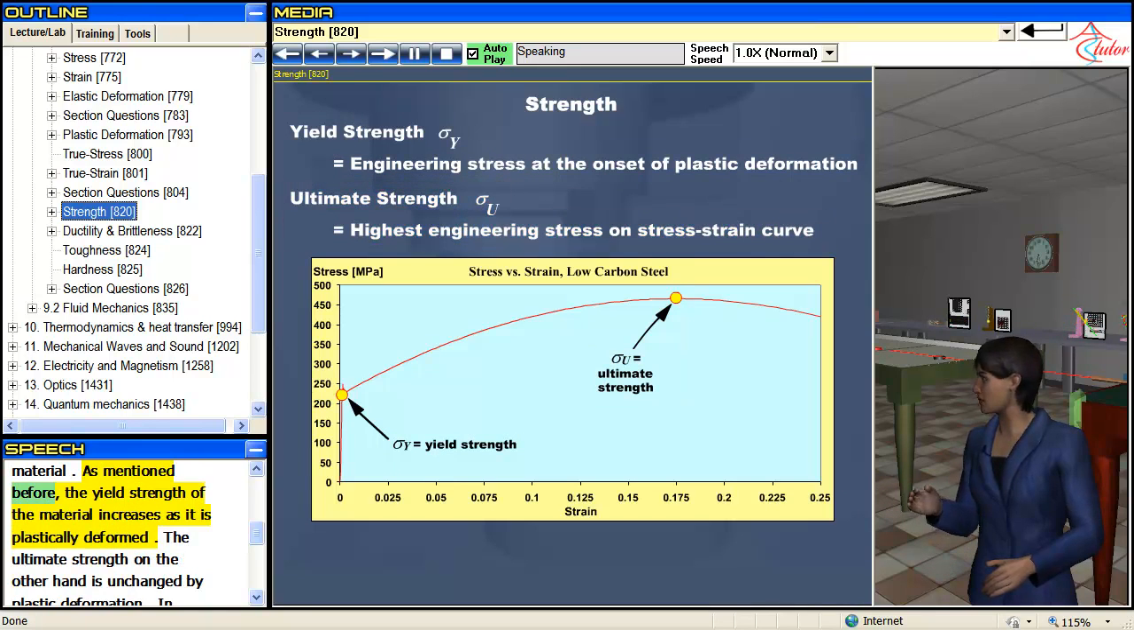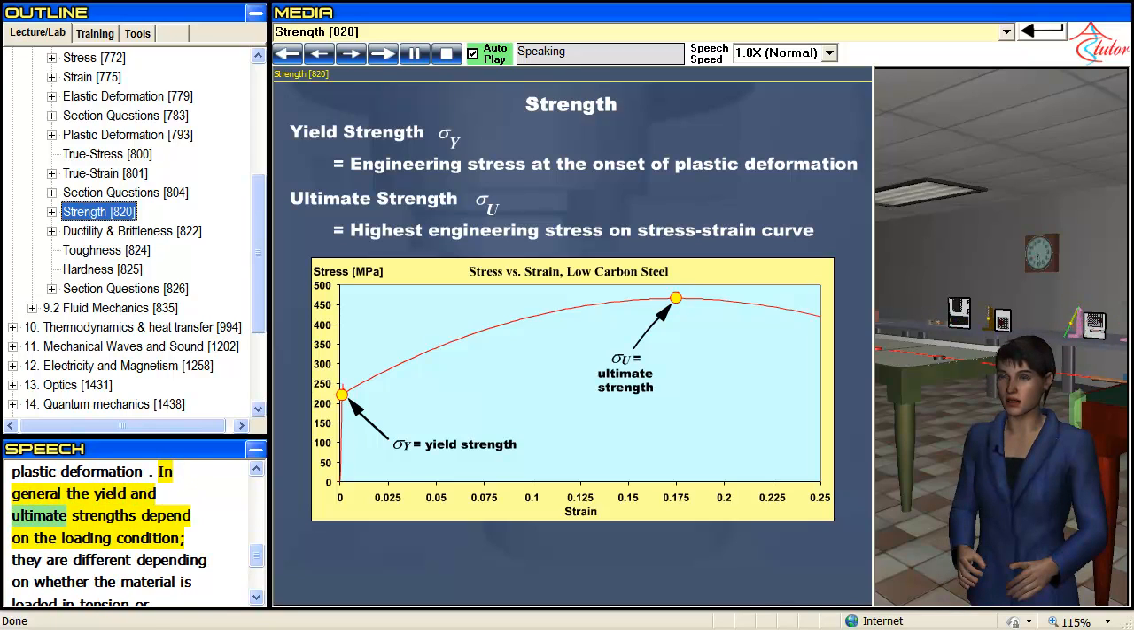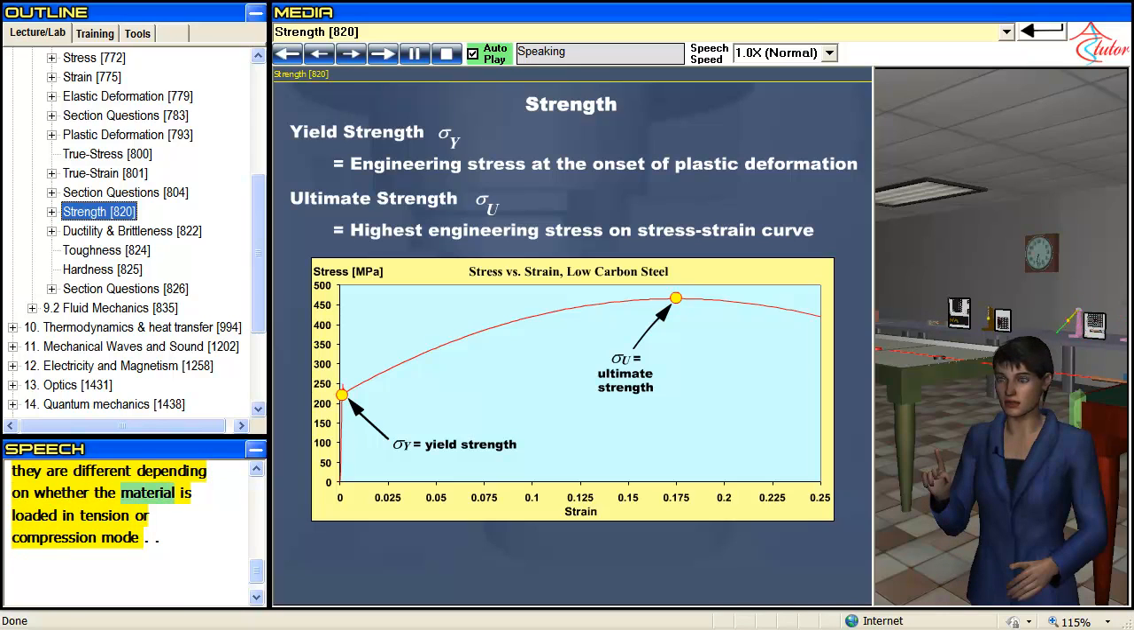As mentioned before, the yield strength of the material increases as it is plastically deformed. The ultimate strength, on the other hand, is unchanged by plastic deformation. In general, the yield and ultimate strengths depend on the loading condition. They are different depending on whether the material is loaded in tension or compression mode.